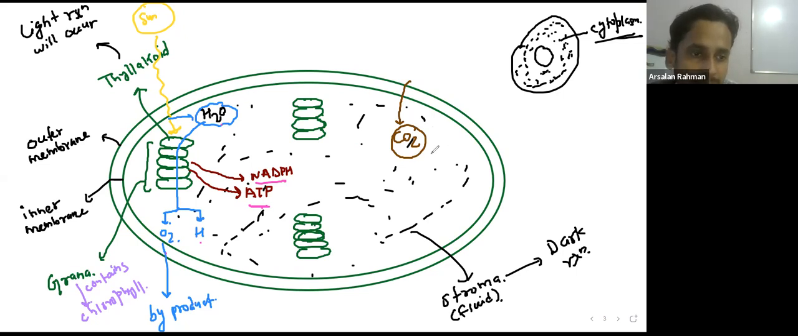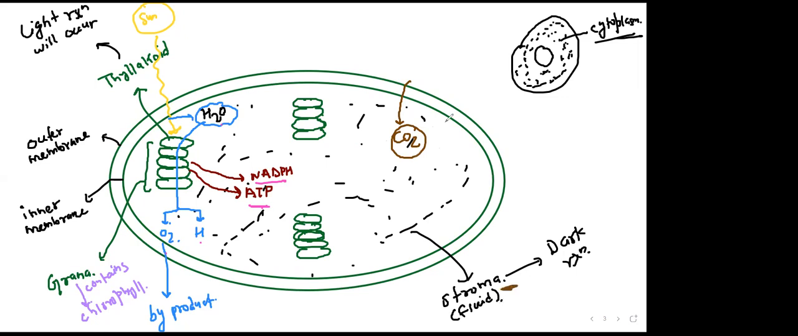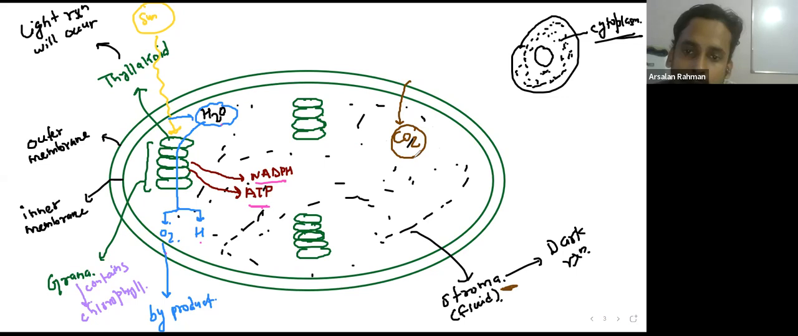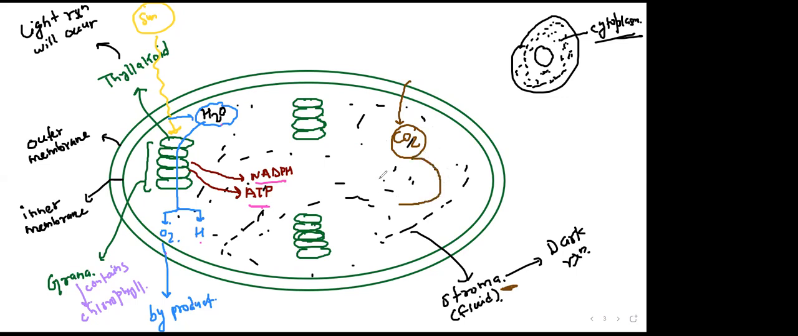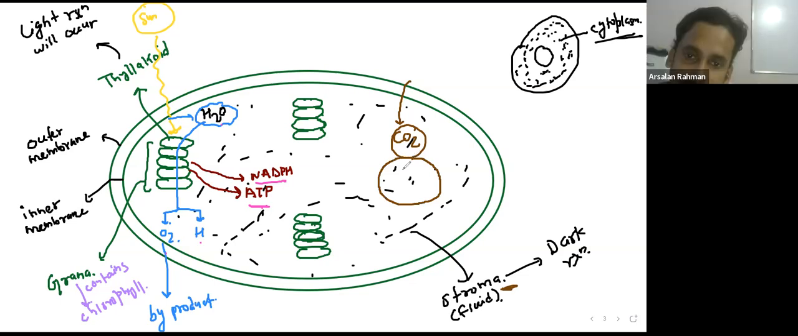From the atmosphere, carbon dioxide will enter inside what? The stroma. And it will undergo a series of chemical changes known as the Calvin cycle. You don't have to remember all this.